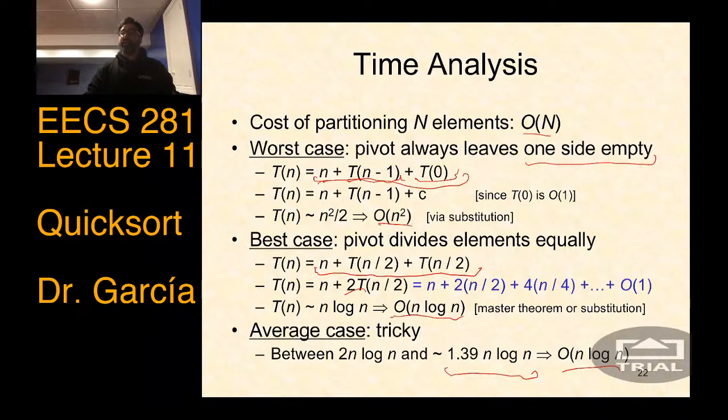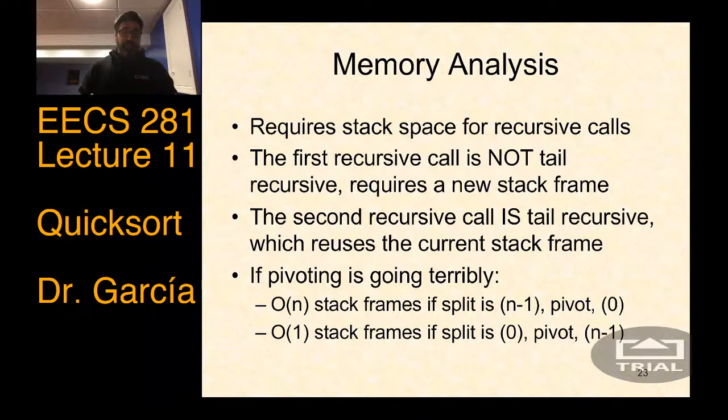All right, so what about memory consumption for Quicksort? Okay, so it requires stack space because it's a recursive algorithm. As I was mentioning earlier, the first recursive call is not tail recursive, so each time it will require a new stack frame. Contrast that to the second recursive call, which sits at the end of the function. It's the very last line of code, so therefore there's nothing to remember when it comes back from recursion. Means it's tail recursive. Okay.